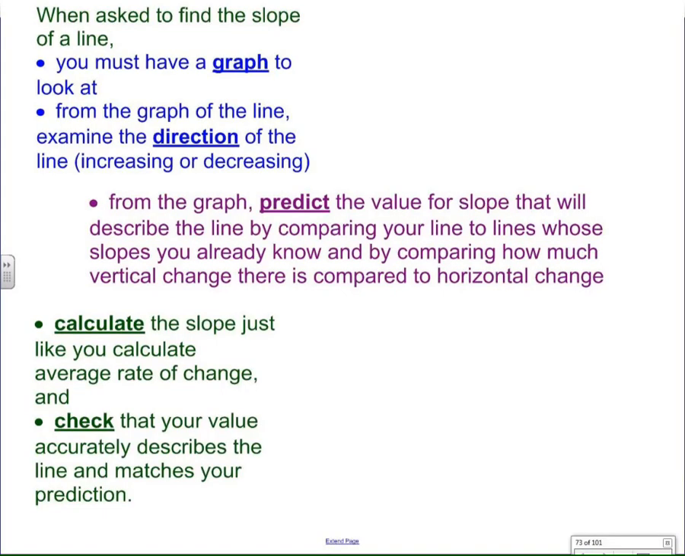So once again, as a quick refresher, if you get 2 points and you need to find the slope, make a graph, determine the direction, up or down, predict the value of the slope, make your calculations like average rate of change, looking at the graph the whole time, and then check that your actual results match what you see on the graph. If you do that, you get slope better than any high school student in America.